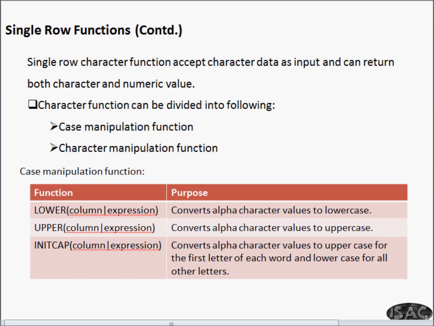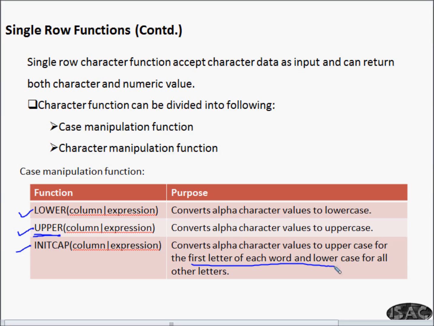Now we'll understand some more functions here. What are the other functions available? You understood what a function is here, right? So single row character functions accept character data as input and can return both characters and numerics. Character functions can be divided into case manipulation functions and character manipulation functions. Case manipulation means you want to convert to uppercase or lowercase. You can notice here I have lower, and I have just used upper functions, right? INITCAP means the first letter should be capital for each word and lowercase for all other letters, right?